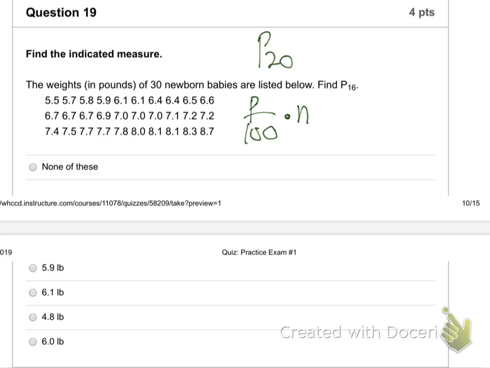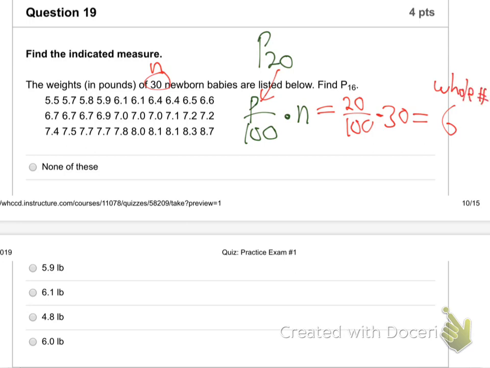If they asked for the P20, the 20th percentile, the number that's 20% of the way down the list, then I would do the same formula. It's always P over 100 times N. So 20 goes right there, times N. N is still 30, the total number of data values. If you do that in your calculator, you'll get 6. Straight out 6. A whole number, not a decimal this time.